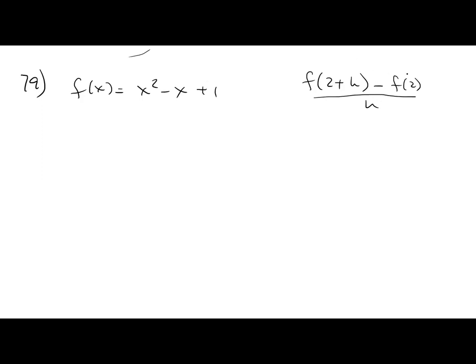And this is kind of weird because notice we put an f of 2. That's easy to know, right? Let's put an f of 2. F of 2 is, what was that? 4 minus 2 plus 1. Everybody okay with 3? Okay, this is the weird one. We're going to plug in a 2 plus h.